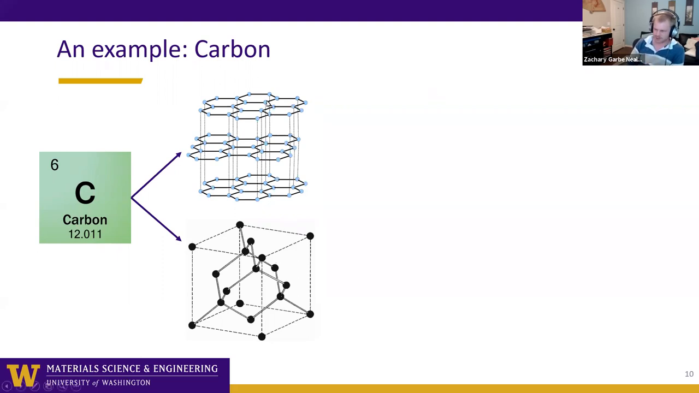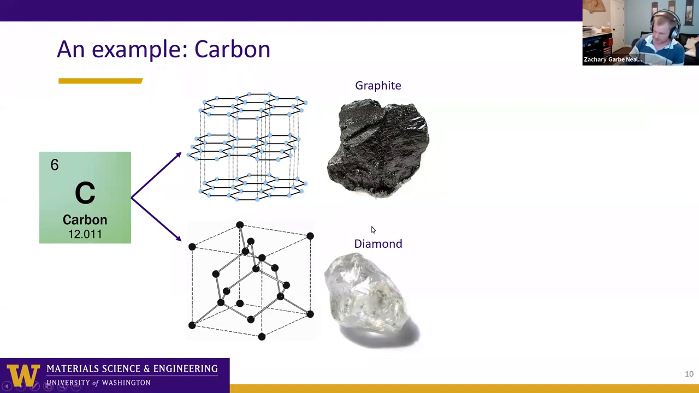One is in these planar units where you have these sheets of carbon, and then they're hexagonally coordinated in a plane. And then you also have it coordinated in tetrahedrons like this. And so these make two distinct, different materials. And yeah, Sophia and Gregory mentioned it, graphite and diamond. So one is graphite and one is diamond.